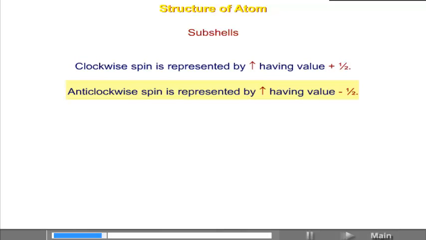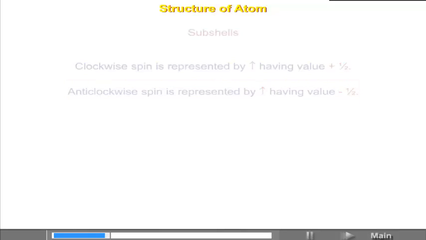Anticlockwise spin is represented by a downward arrow having value minus half.